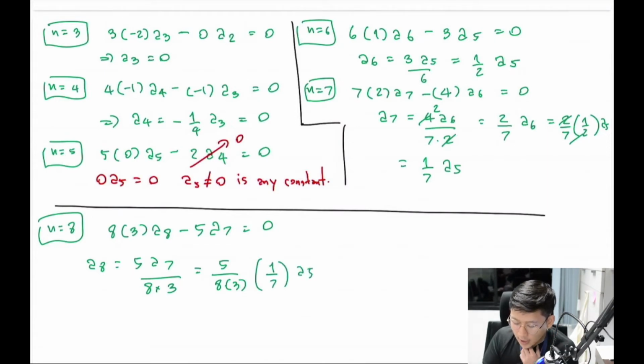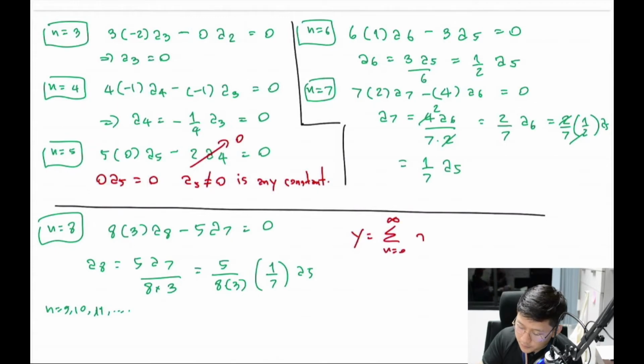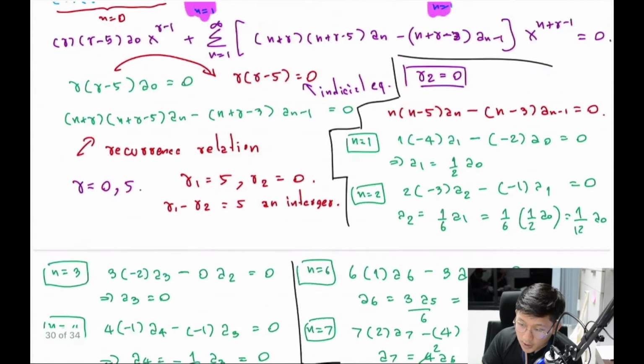Guys, I'm not gonna be computing this value, okay? So you could just finish here. So n can be 9, 10, 11, and so on. So right now we have that our solution y is summation n from 0 to infinity a n x to the n plus r2. Okay, and that will be summation n from 0 to infinity a n x to the n plus, and our r2 is 0.